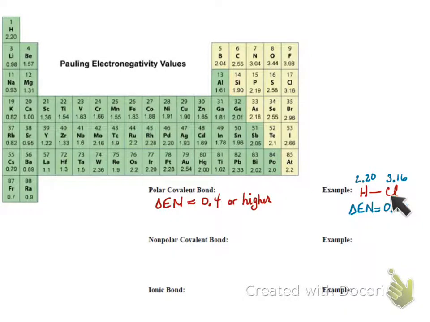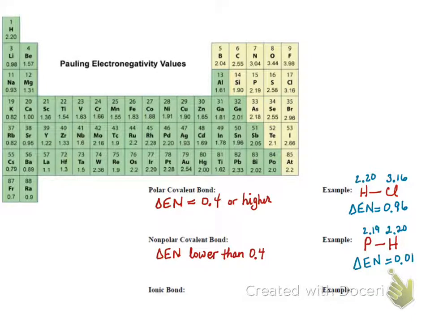And because chlorine has a higher electronegativity, it would get the arrow end of our polarity arrow here. If it's a nonpolar bond, the difference is going to be lower than 0.4, and there are not very many examples of this. One of them is PH, with 2.19 and 2.20, very, very similar electronegativities, so the difference is 0.01. The most common type of nonpolar covalent bond is when the 2 atoms are exactly the same, so the delta would be 0, and it doesn't matter what the atoms are.